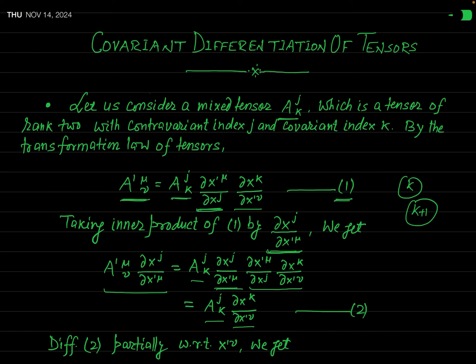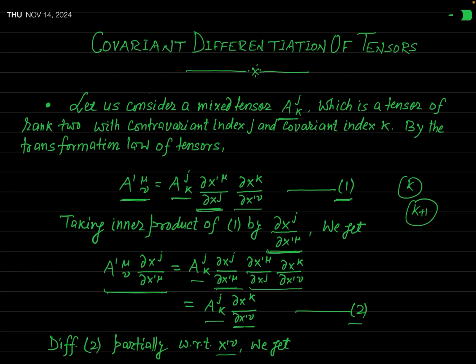Now we will differentiate this equation 2 partially with respect to x prime nu. With this x prime nu, let us differentiate equation 2 by partial differentiation. Now you can see in both LHS and RHS, there is a product of two functions or two factors. So when you do the differentiation, you must remember the rule of differentiation for a product of two functions.